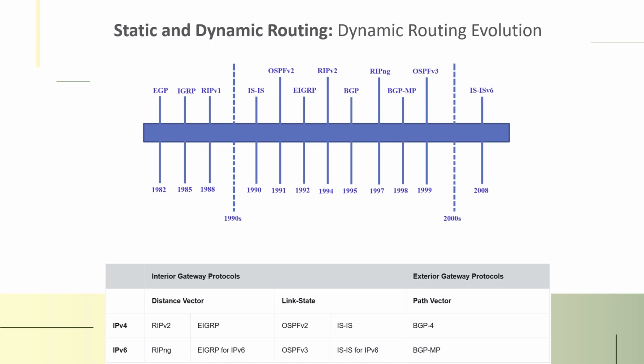Distance vector, link state, and path vector routing protocols refer to the type of routing algorithm used to determine the best path.